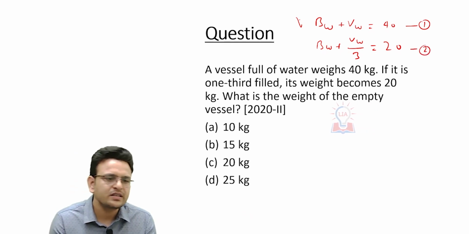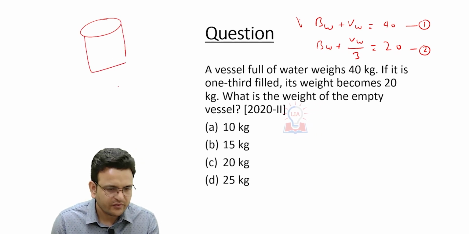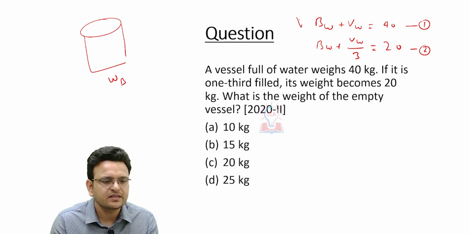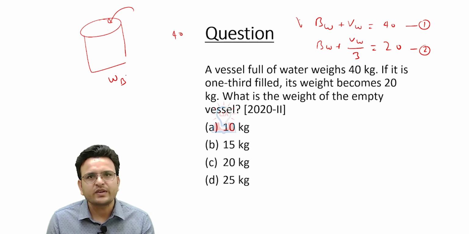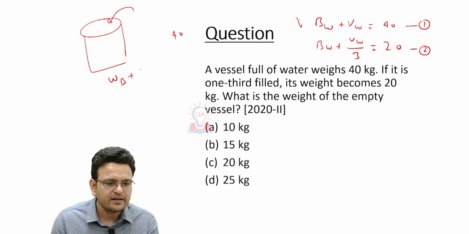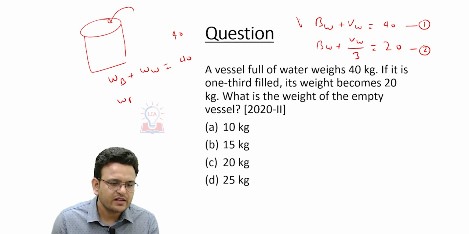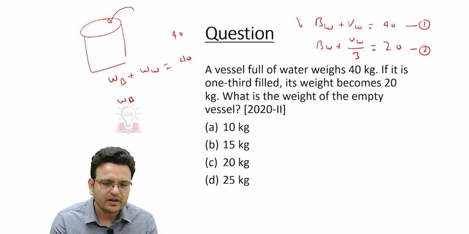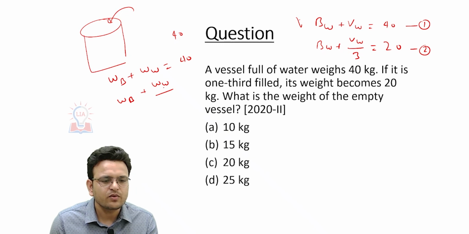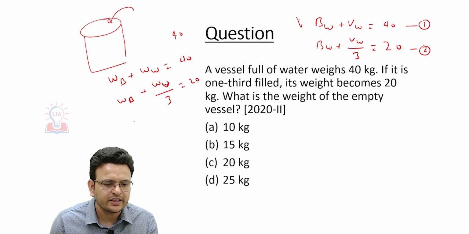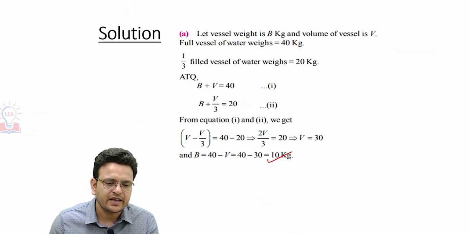So here you have to understand, we have a vessel. Consider this is a vessel. This vessel has a weight WB. When it is filled with water, the weight is 40 kg. So we have to take the weight of vessel and weight of water. Second thing is, weight of vessel is not going to reduce, where it is 1/3 filled, means the volume of water is 1/3, equal to 20. These two equations we have to solve and we are going to get answers. So the answer will be 10 kg.